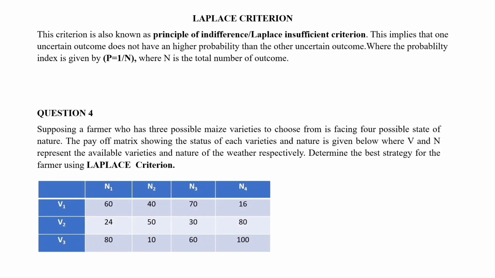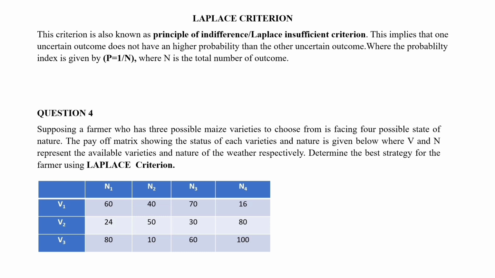This criterion is also referred to as the Laplace insufficient criterion. Under this criterion, there is no difference between the probability index of the outcomes. That is, all the outcomes have the same probability index, and the probability index can be calculated by setting p equals 1 over n, where n is the total number of outcomes.